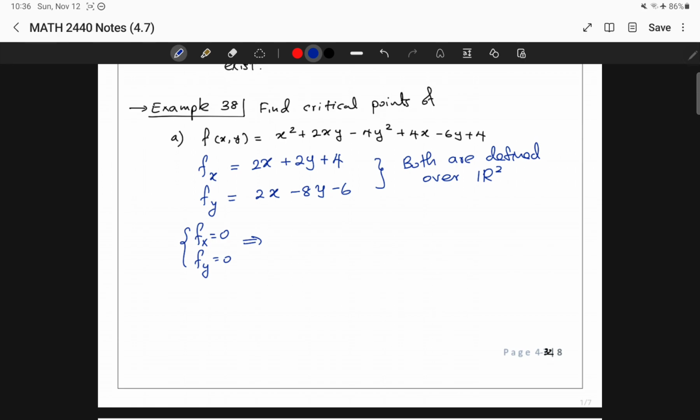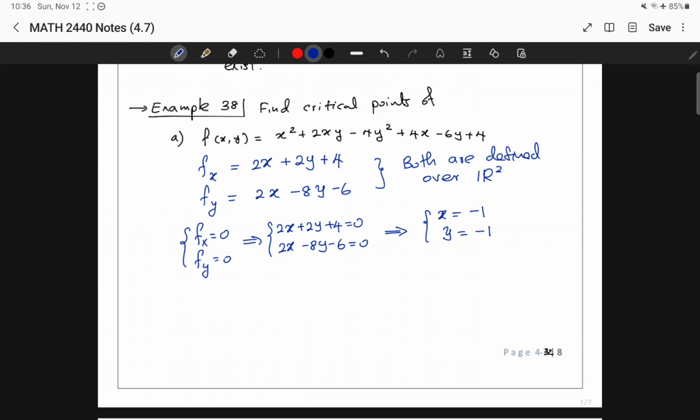So we get two equations, right? You get two simultaneous equations and we have to solve them. So 2x plus 2y plus 4 equals 0, and 2x minus 8y minus 6 equals 0. Okay, you can solve for x and y. You can use the elimination method or the substitution method. You will get x equals -1 and y is also -1.